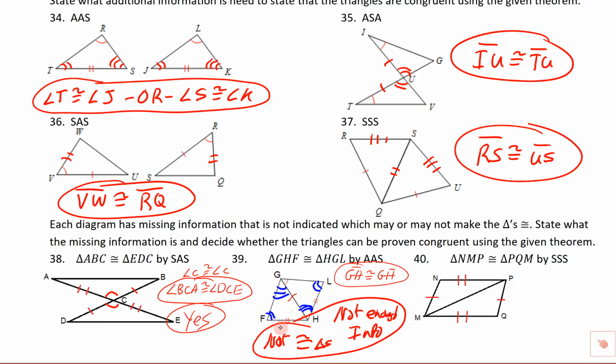And then we'll take a look at this last one right here. They want us to show that triangle NMP is congruent to triangle PQM by side, side, side. Well, the extra information that's missing on this one is, of course, this right here. They share this side right here, so we'd say that PM is congruent to PM. And is that enough to say that they're congruent? Well, the answer to that is yes. We can definitely say those are congruent by side, side, side, because we've got one here matching with one here, two here matching with two here, and then, of course, that third side is congruent to itself.